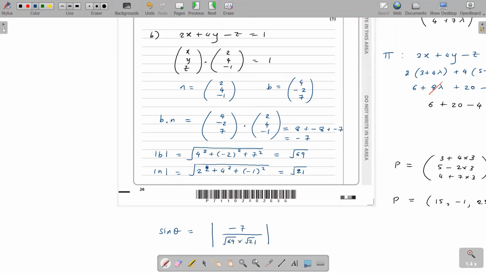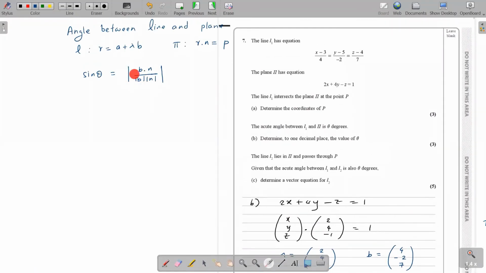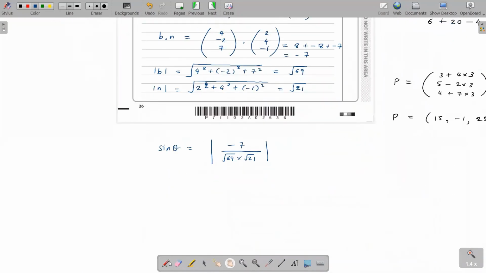And the whole thing is inside the large modulus sign. Why is the large modulus sign there? To remove the negative sign in b dot n, because we need to get the acute angle. To get the acute angle, you remove the negative, get the modulus: theta equals sine inverse of 7 over root 69 times root 21. Remove the negative sign because of the modulus.